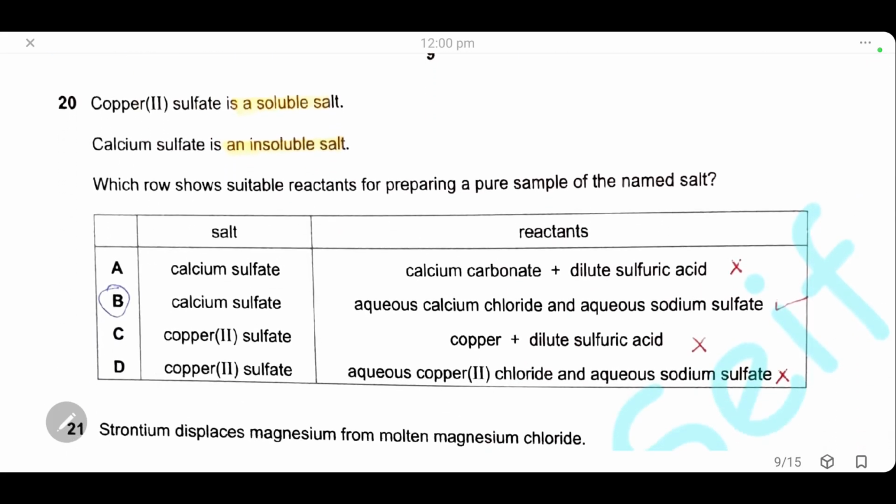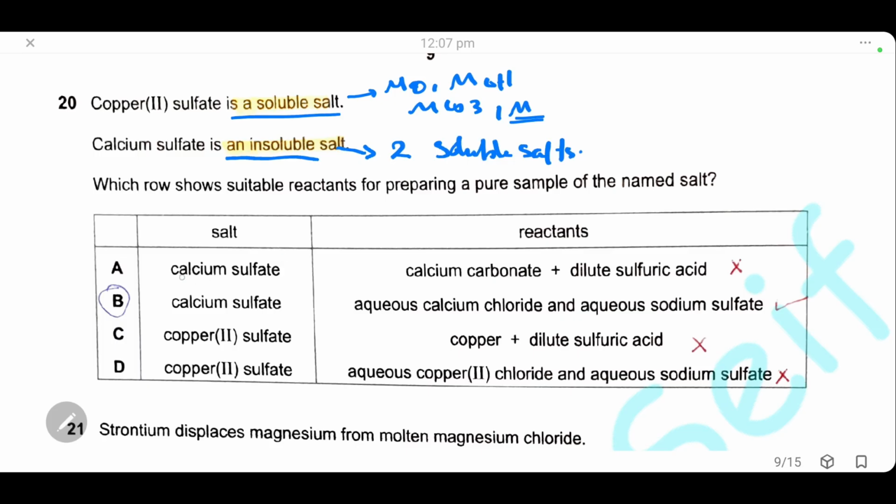Question 20. Copper sulfate is a soluble salt, and calcium sulfate is an insoluble salt. Which row describes a suitable reactant for preparing a pure sample of the named salt? We will first revise the method of preparation of soluble salts, which is reacting metal oxide, metal hydroxide, or metal carbonate with the acid. We can also react the metal with the acid if the metal is above hydrogen in the reactivity series. The method for preparing insoluble salts is mixing two aqueous solutions of two soluble salts.